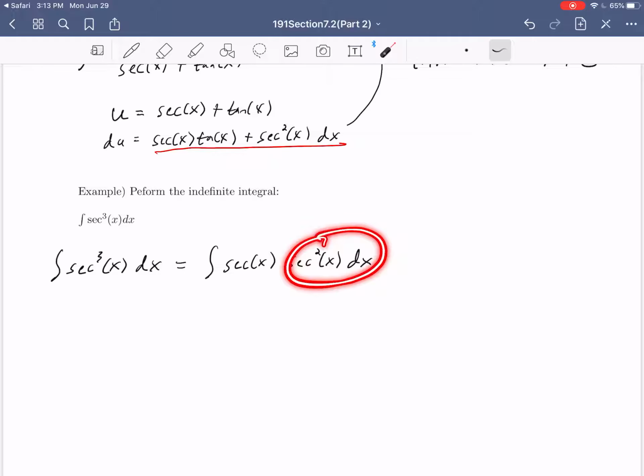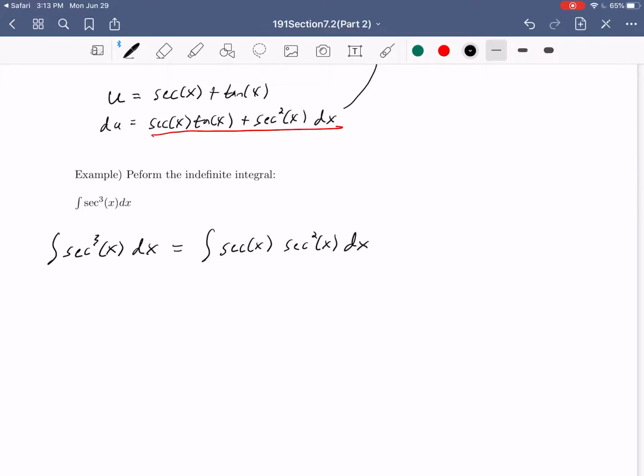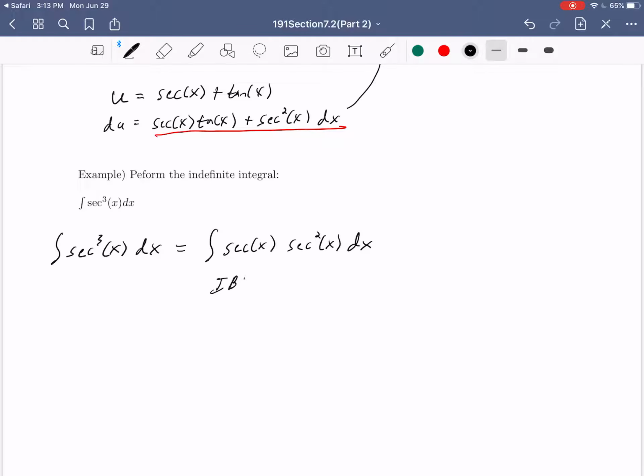But this secant squared is still convenient because we know that this is the derivative of tangent. And notice that the way we've written it here is a product. So we can try integration by parts, that technique that we introduced in 7.1. So let's choose a u and dv with the idea that secant squared is very easy to integrate. So let's put secant squared x dx as the part that we're going to integrate, and let's differentiate the secant x.